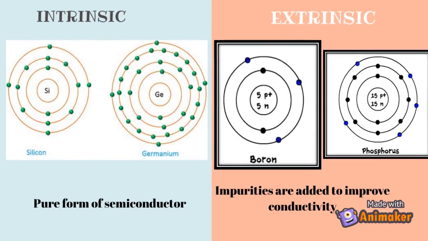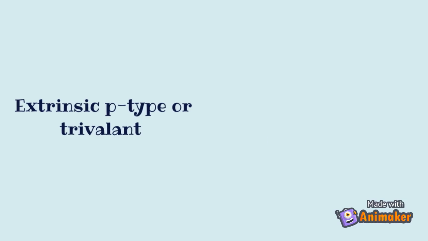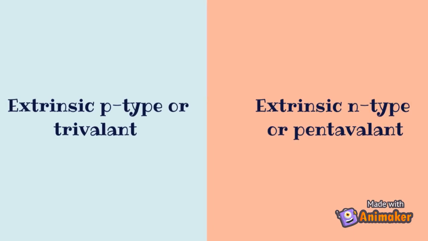How are they different from the intrinsic semiconductor? While intrinsic semiconductors are the pure form of semiconductor, impurities need to be added to the intrinsic to improve their conductivity, and these semiconductors with impurities are called extrinsic semiconductors. Extrinsic semiconductors are further subdivided into p-type or trivalent and n-type or pentavalent.